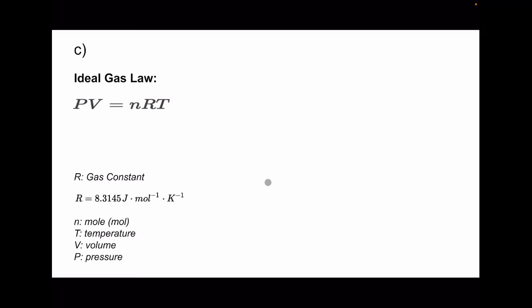So in order to do that, we're going to have to know the ideal gas law, and the reason for that is we're dealing with carbon dioxide gas, which is a type of gas. Therefore, we need to use the ideal gas law. So P stands for pressure, V stands for volume, n stands for moles, which is what we're trying to find, and R stands for the ideal gas constant, which is 8.3145 joules per mole kelvin, and T stands for temperature.